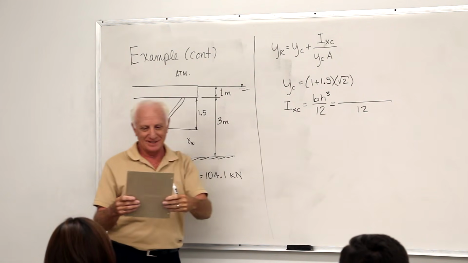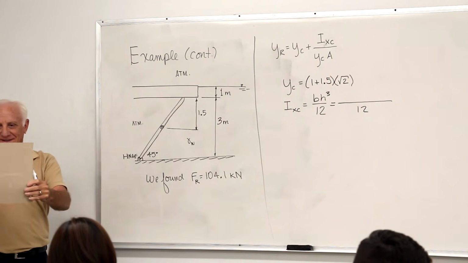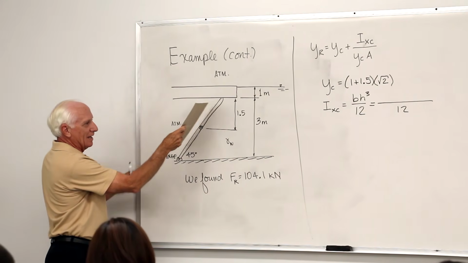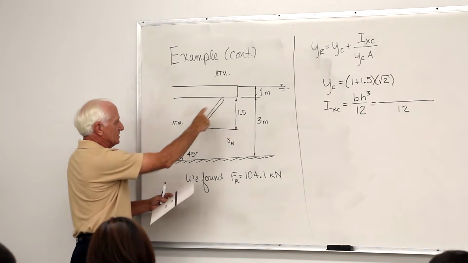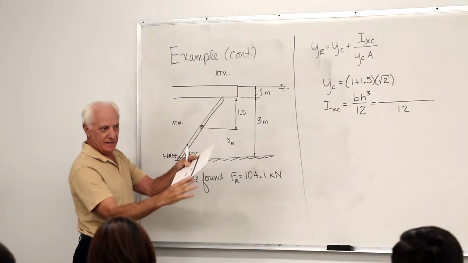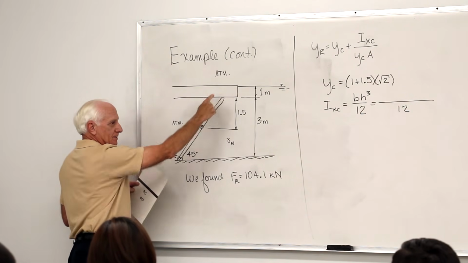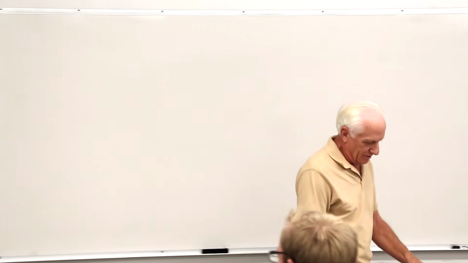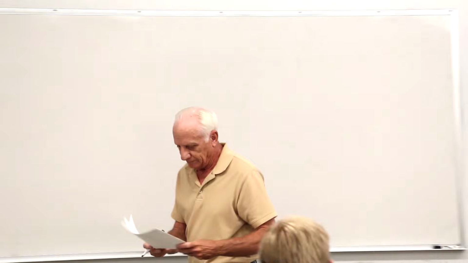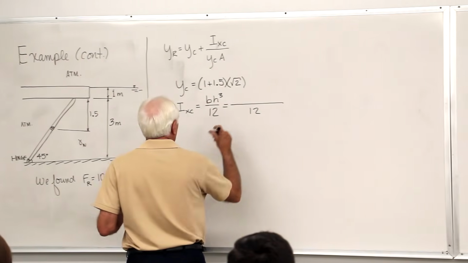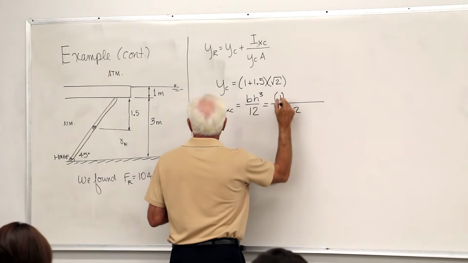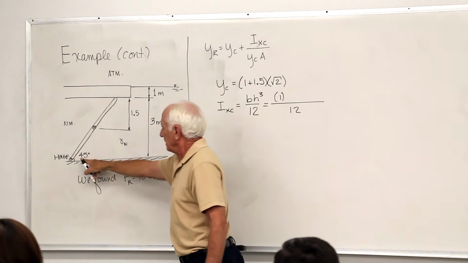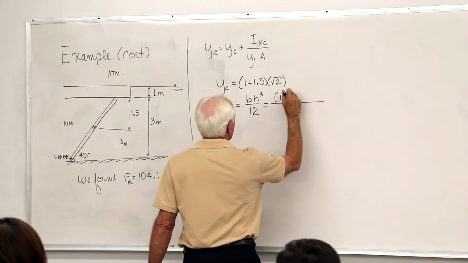This is the base of the rectangle. So here's the base. Here's the height. Here it is sitting here. Here's the base. How deep into the paper? 1. What's the height? This, which is this distance right here. Okay, so get the B and the H correct. Okay, base is 1. Height, 3 meters. Hypotenuse, 3 square root 2.